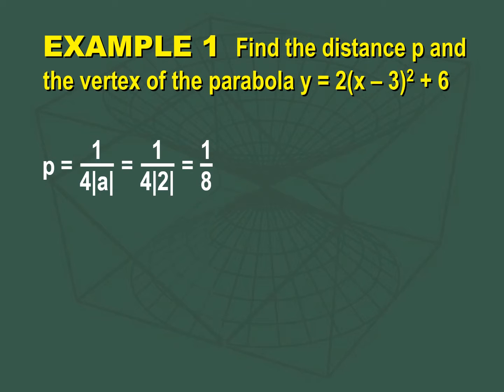of 2, or 1/4, and the 2 is actually in the denominator, right? So it's 1/4 times 2, and 4 times 2 is 8, so now we have 1/8. And our vertex is our h and our k value, so it's going to be 3, 6. So now we have our p, and we have our vertex.